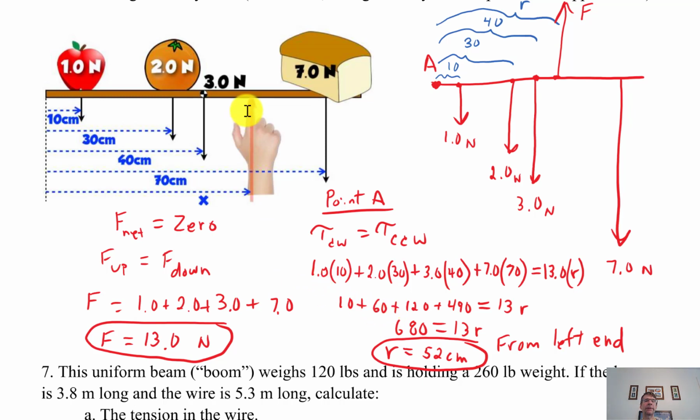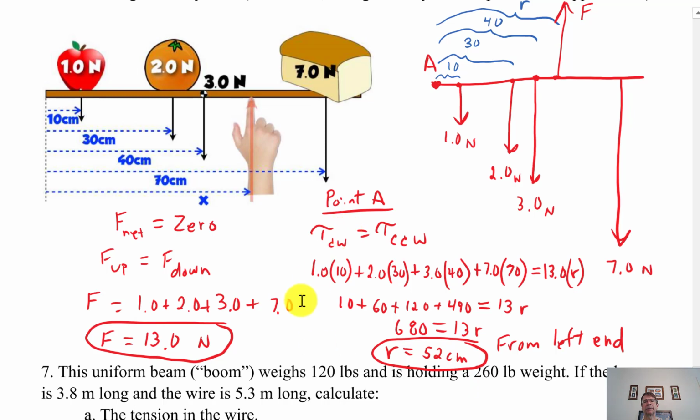So the center of gravity of the system is where it balances. That's an important concept. Things balance at their center of gravity. So the finger here is at the center of gravity of the system, 52 centimeters from the left end of the measuring stick. All right, one more.